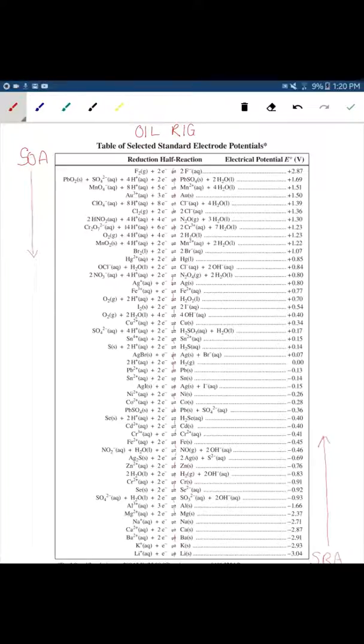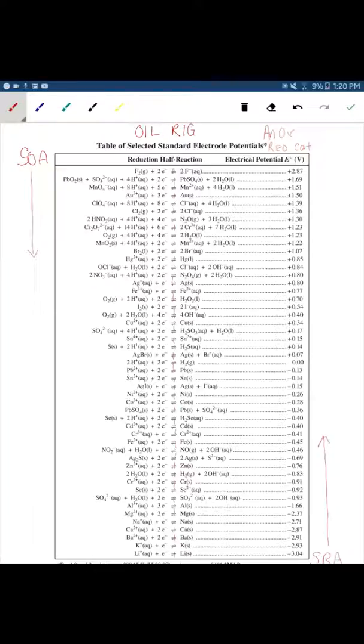And then the LEO part is that oxidation is at the anode, and the GER part is that reduction is at the cathode. So I often have students write down AN OX, RED CAT. This way, it's just, again, a friendly reminder that oxidation happens at the anode and reduction happens at the cathode.